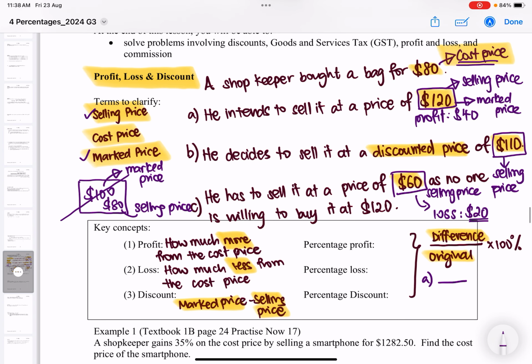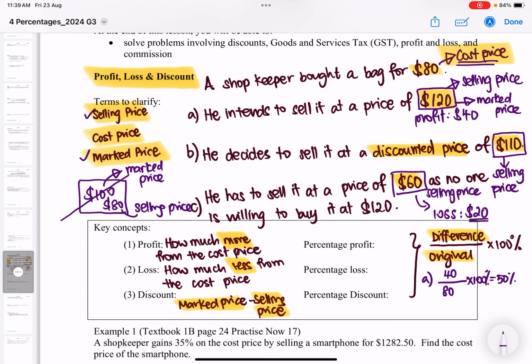The difference in the amount is $40, 120 minus 80. The original price of the bag from the perspective of the shopkeeper was $80. So he's actually going to get a 50% profit. So he's going to earn 50% of the cost price by selling the bag at $120.